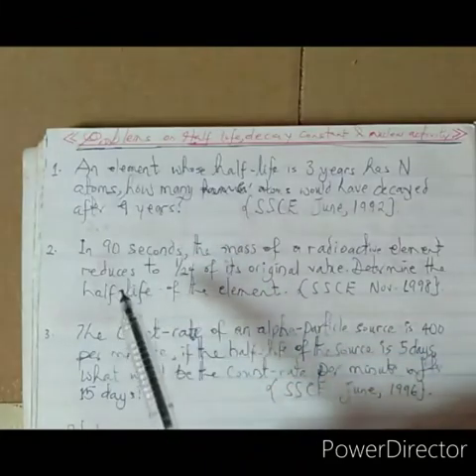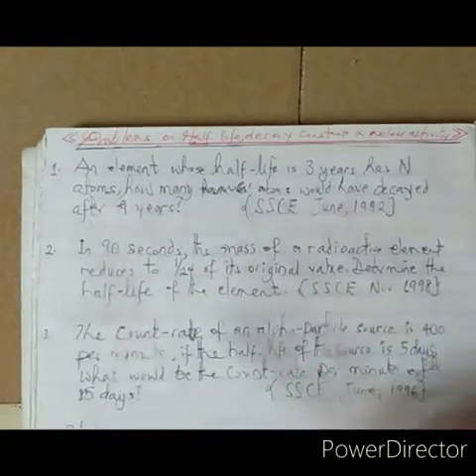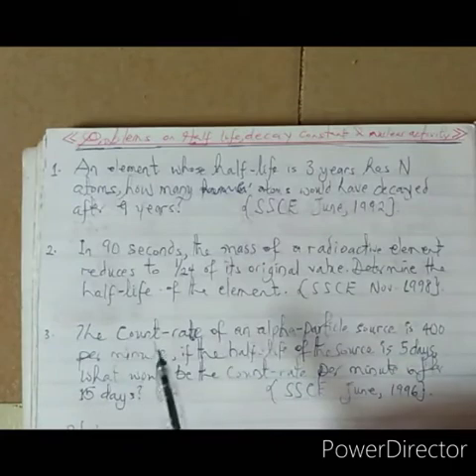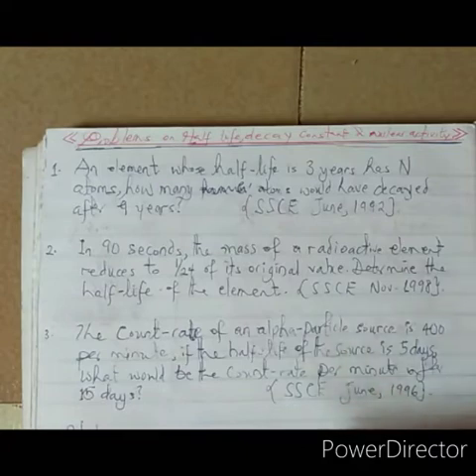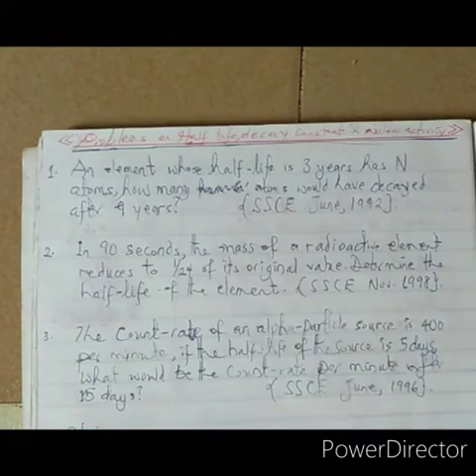So we are now trying to get the amount that would have decayed, that would have disappeared, that will have left the substance. We are not looking at the amount remaining, we are looking at the amount that has decayed. After how many years? 9 years. So 9 years is the time. Remember the formula I gave to you? Look at it now.